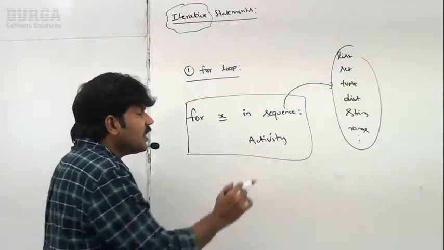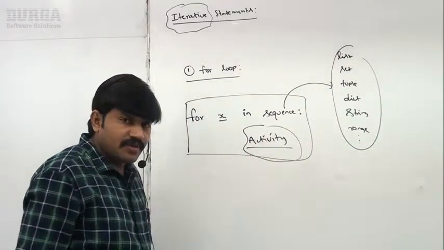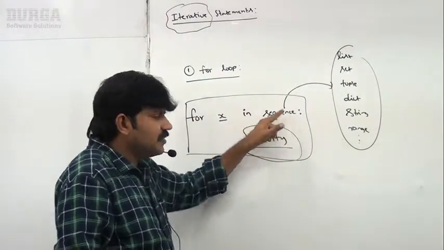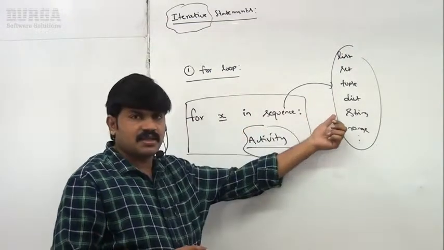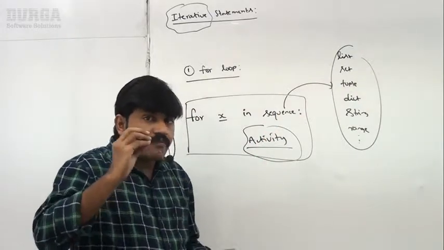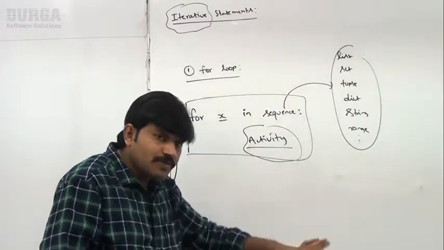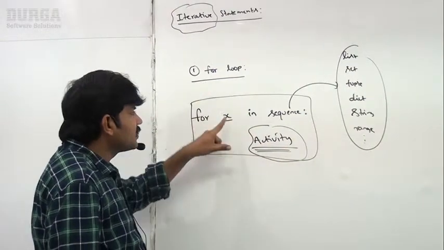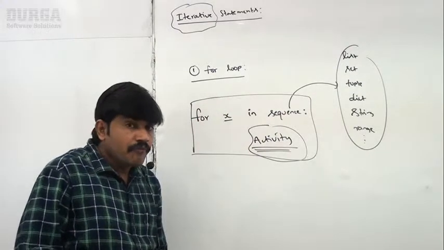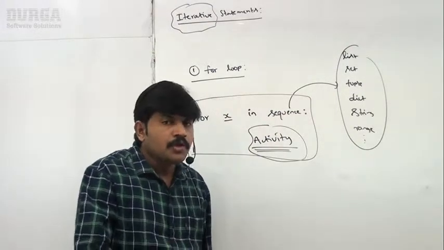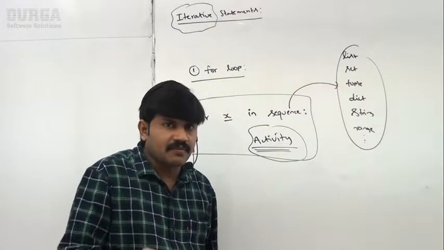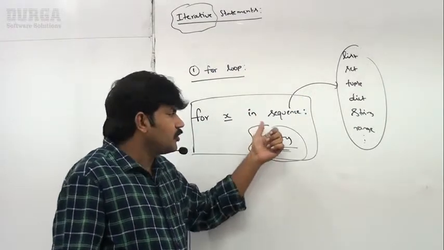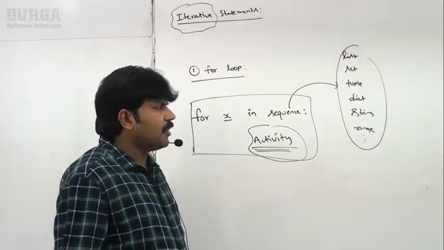This is the syntax. Sir, how many times will this activity be performed? Multiple times, based on the number of elements present in this sequence. Whether it is a sequence, collection or range function, however many elements are there, that many number of times this activity will be performed. So this is the for loop syntax in Python. So when should we go for a for loop? If you want to perform any activity for every element present in the given sequence, then we should go for a for loop.